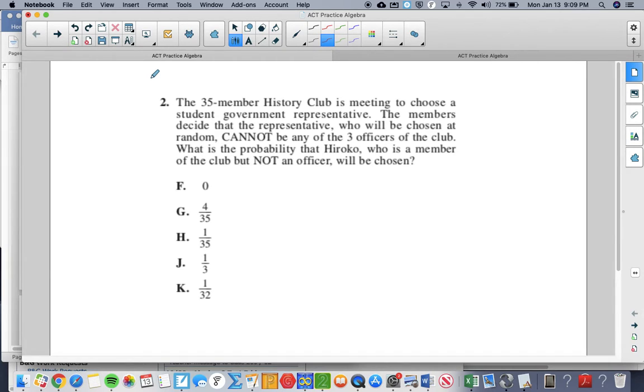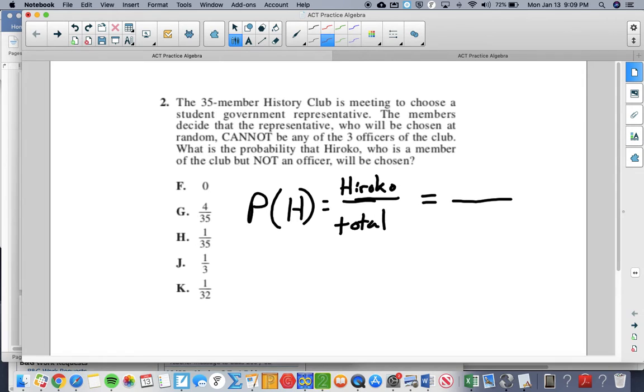So the probability that it's Hiroko is the outcomes that it's Hiroko, or this person, divided by the total number of people that they're choosing from. And so, well, there's only one person who is Hiroko. What's the total number of people that they're choosing from?